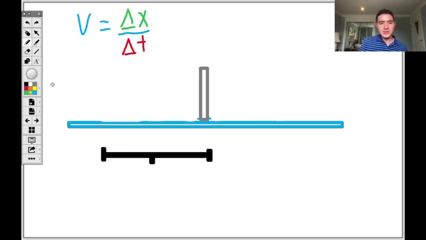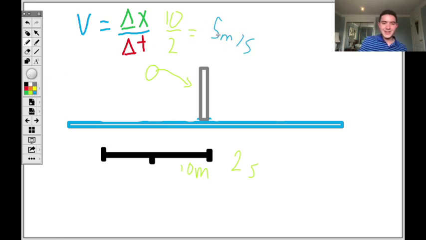Here's an example using the tennis ball from the earlier slide. Say it traveled those 10 meters in only 2 seconds. So substituting the values into this equation will give us 10 divided by 2, which equals 5 meters per second. That is a very slow tennis ball.